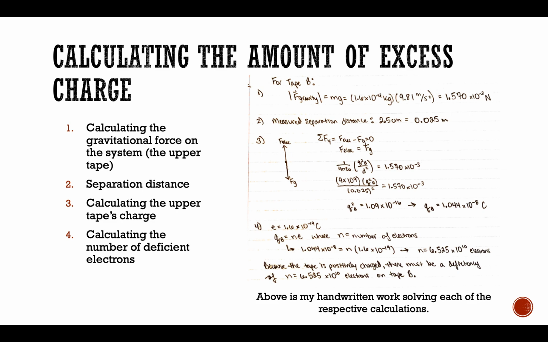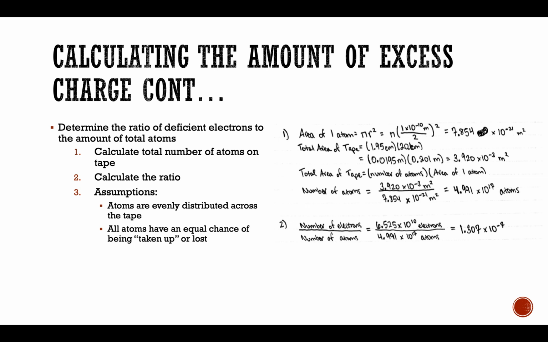Finally, since the charge is positive, the number of deficient electrons was calculated by setting the total charge equal to the product of the number of electrons and the charge of one electron. The number of electrons was calculated to be 6.525 times 10 raised to the 10 electrons. Lastly, the ratio of deficient electrons to the amount of total atoms was calculated by assuming that the atoms are evenly distributed across the tape and have an equal chance of being taken up by another piece of tape. The ratio of the number of electrons to the total number of atoms was 1.307 times 10 raised to the negative 7.